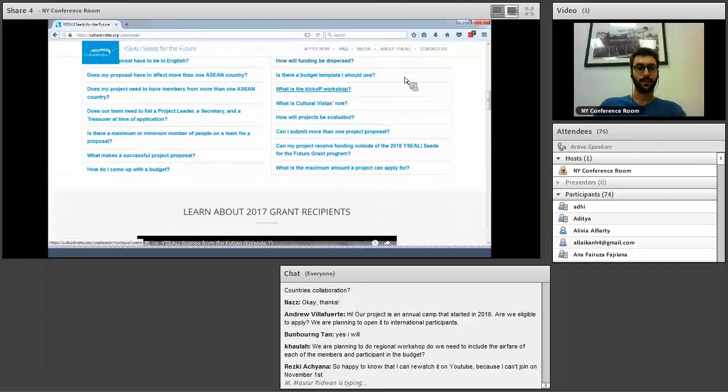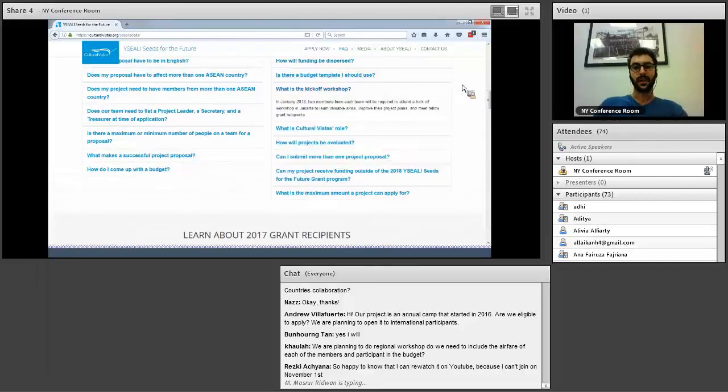The kickoff workshop. So after your team is selected, 2 members of your team from the leadership team preferably, so either secretary, project leader, or treasurer, 2 members of those will attend a kickoff workshop in Jakarta on January 18th and 19th. All of that will be covered by the grant, so your travel and your hotel and your food during the workshop. But at this time, it will be a boot camp to improve your project plan and meet the fellow grant recipients.